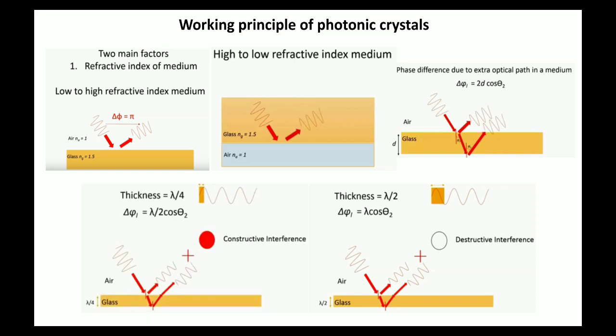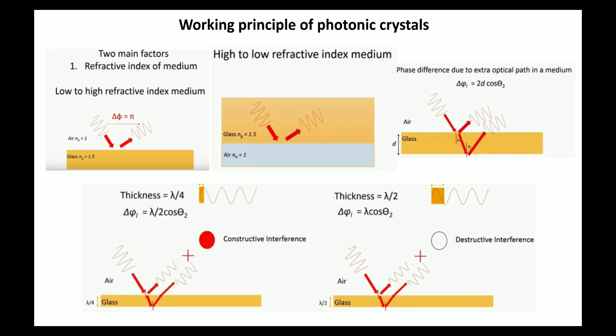So this yellow colored part is nothing but the thickness of the glass. The refractive index for the glass is 1.5, and for the air is 1. So what happens? The light gets reflected from the surface of the glass, and the phase change is represented by delta phi. Here delta phi is pi, that is 180 degrees.